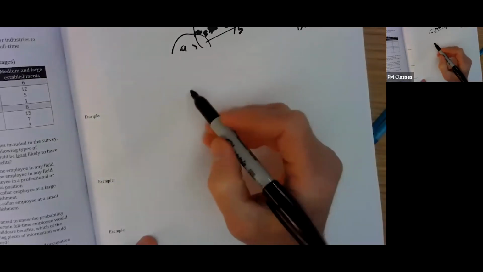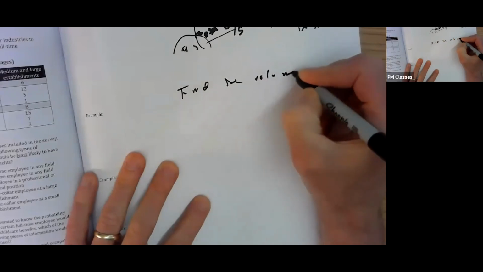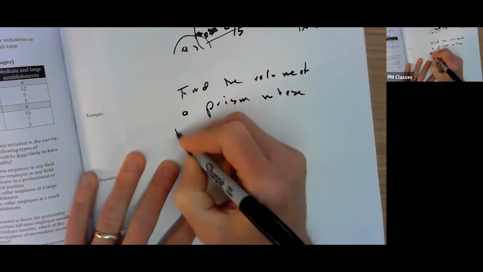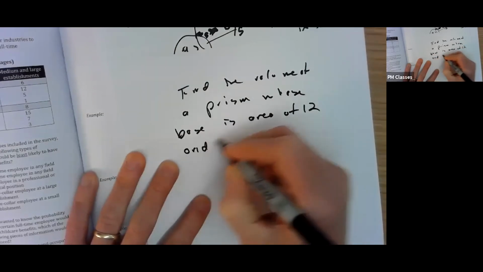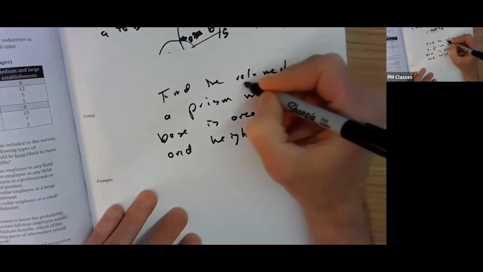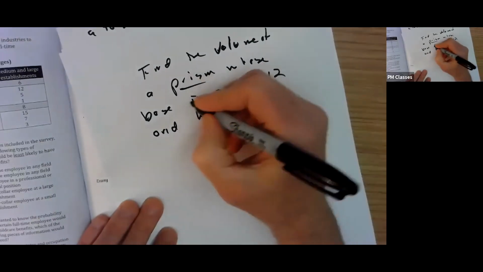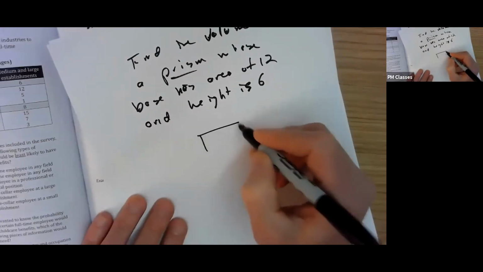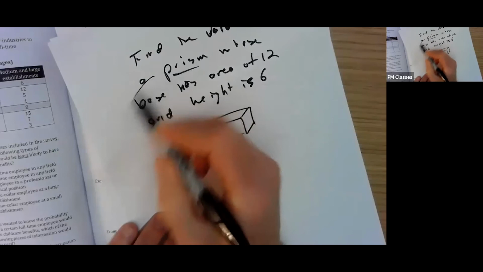One quick thing, this is purely on the SAT, where they've asked: find the volume of a prism whose base has an area of 12 and height is 6. Here's the deal, folks. A prism is a three-dimensional shape. When people hear prism, they sort of reflexively think pyramid.